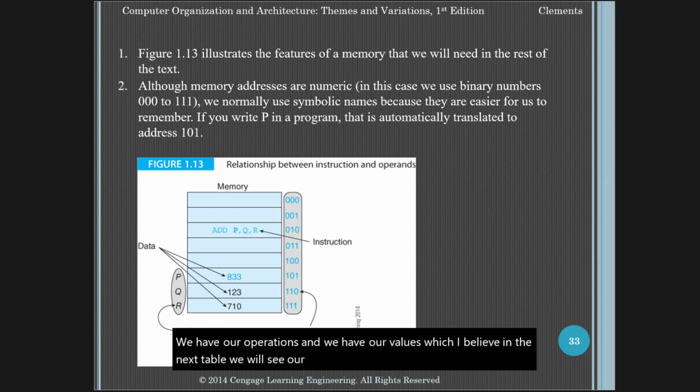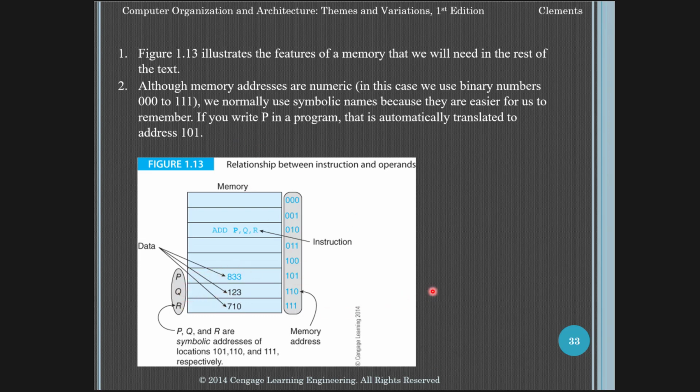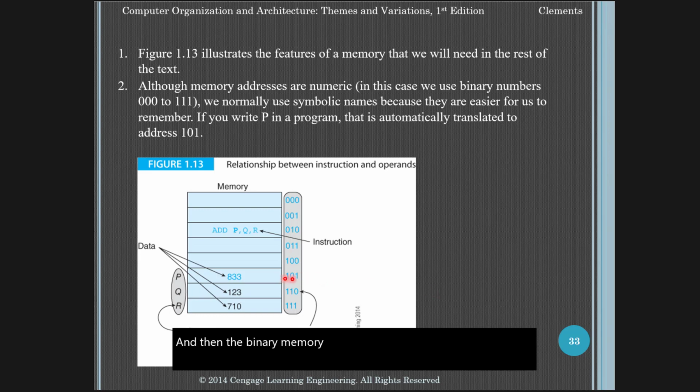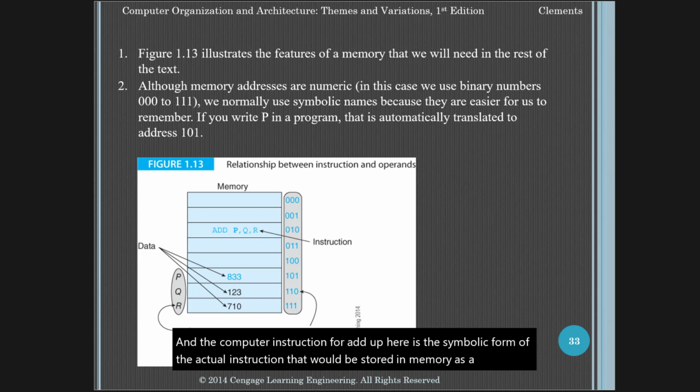So 833, 123, and 710, right? We see that P, Q, and R. And then the binary memory addresses being 101, 110, and 111. And the computer instruction for add up here is the symbolic form of the actual instruction that would be stored in memory as a binary sequence of 1s and 0s.